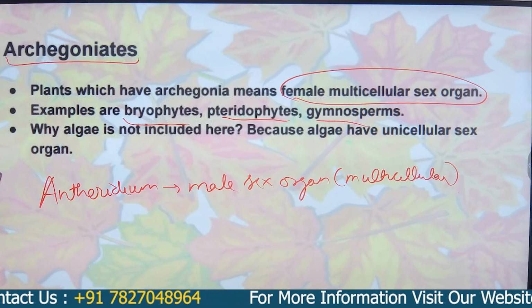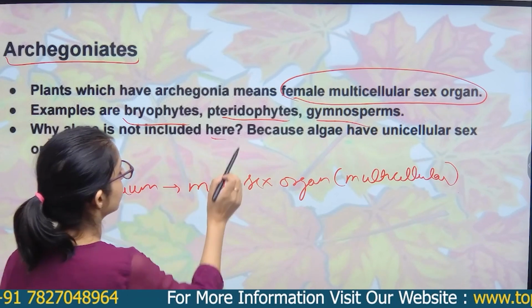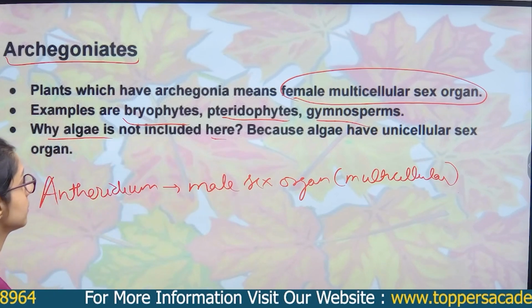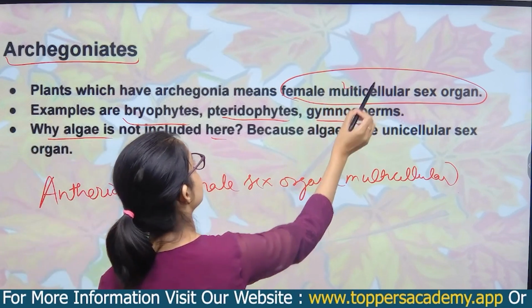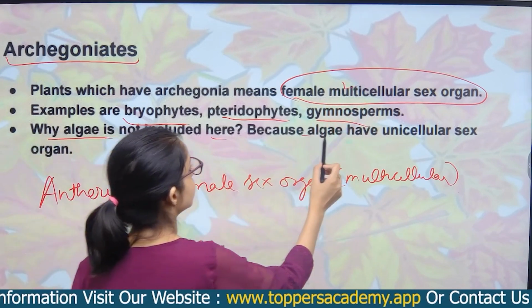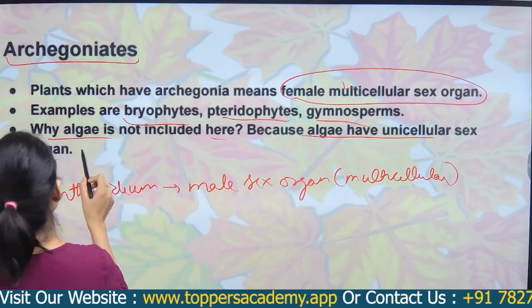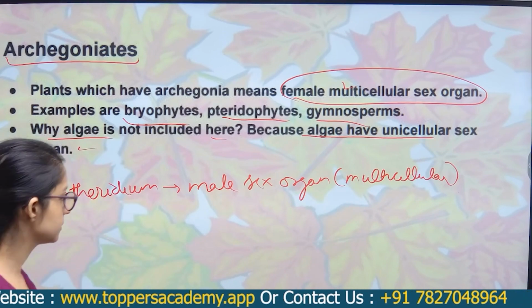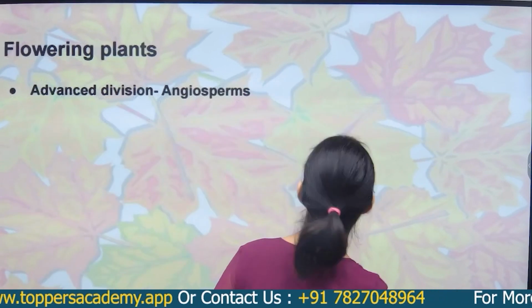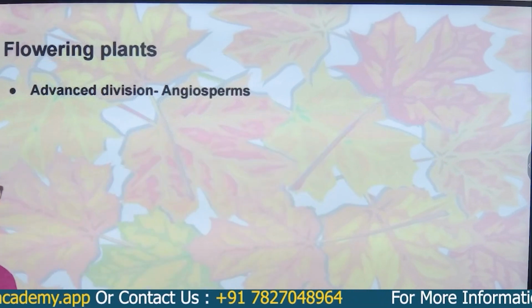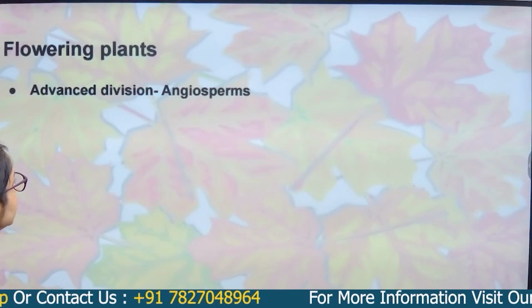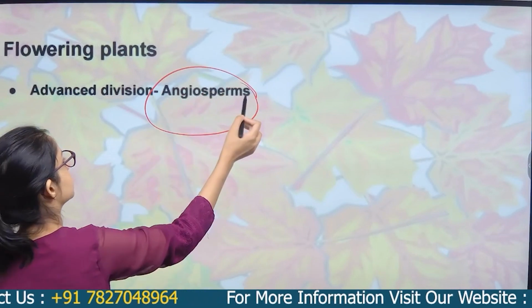So the question is, why are algae not included here? Because we are saying multicellular, and algae have unicellular sex organs. The next term is flowering plants. As you already know, flowering plants are the angiosperms.